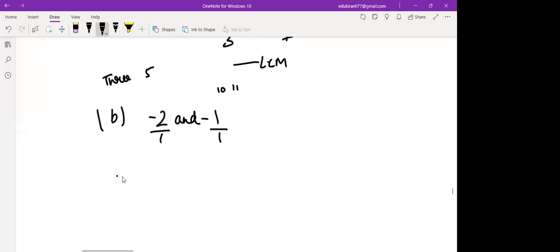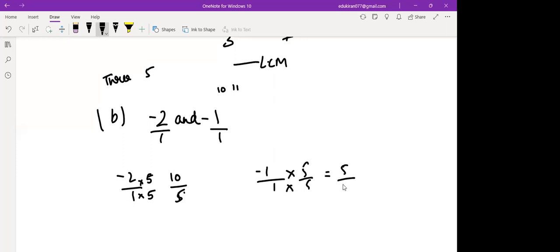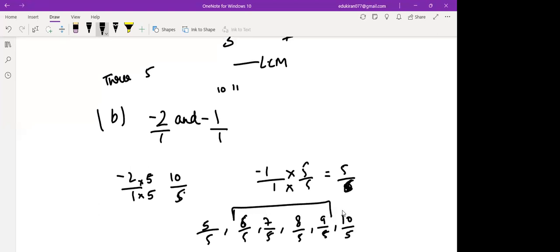So here what you have to do, minus 2 upon 1, multiply them with the same number. For example, you multiplied with 5 and 5. So you got 10 upon 5. And for this, minus 1, multiply with 5 and 5. So you got 5 upon 5. So I think now you can find the numbers between 5 upon 5, 6 upon 5, 7 upon 5, 8 upon 5, 9 upon 5, and 10 upon 5. Clear? So these are the numbers between. Clear?